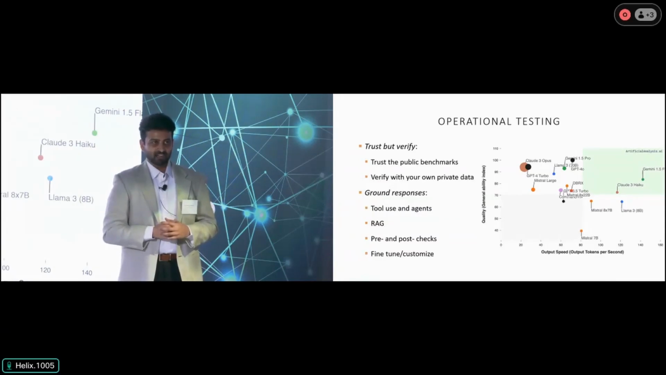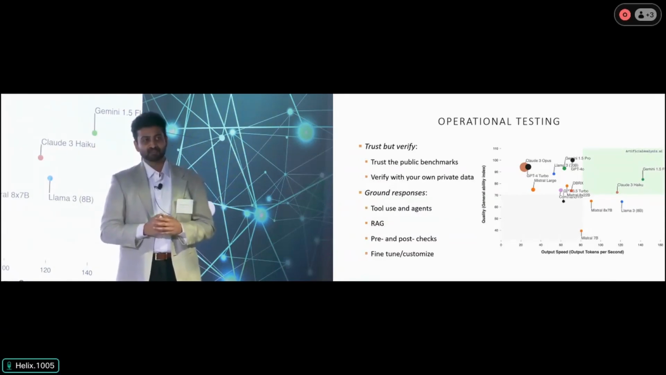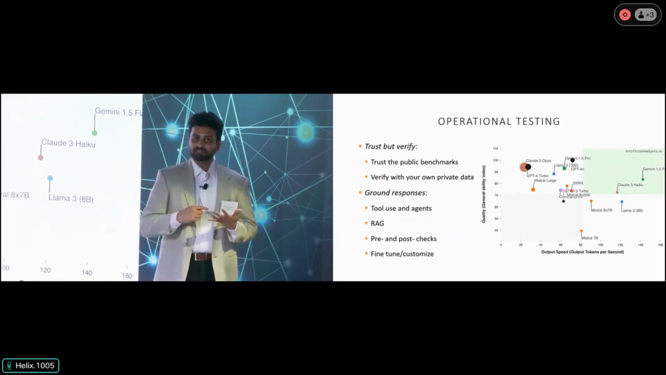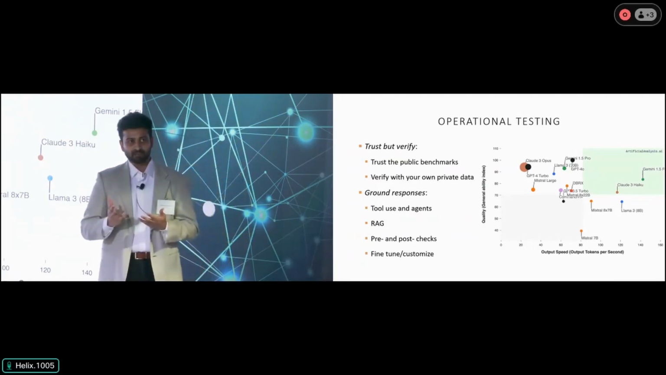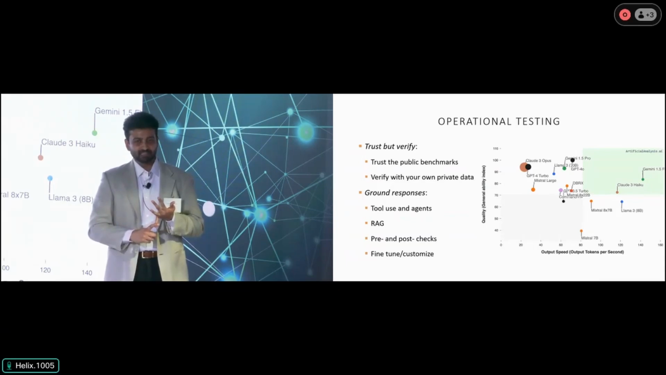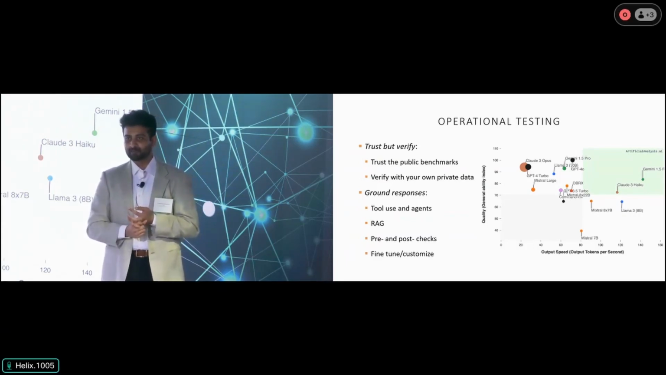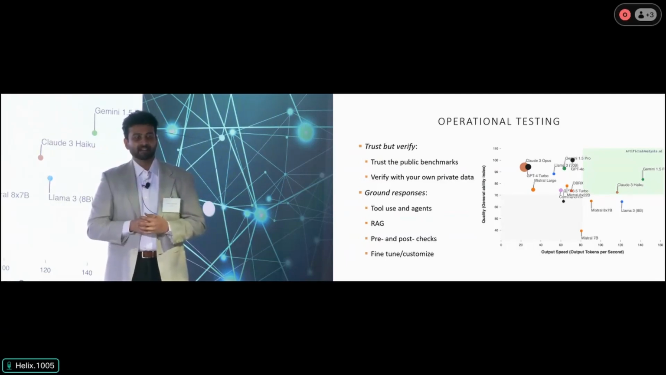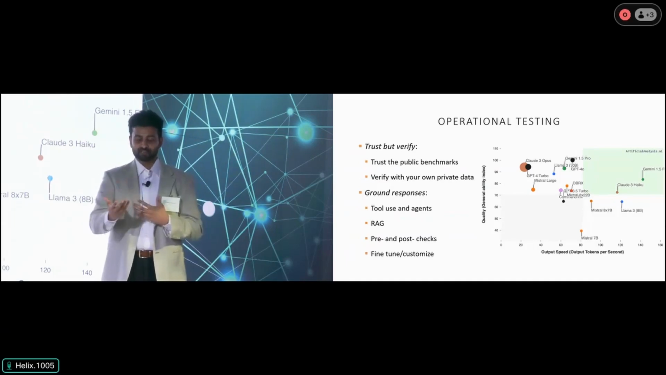A couple of major points. You want to trust the public benchmarks, but also verify on your own. You can verify with your own benchmarks, which is even better than repeating the public benchmarks. There's a bunch of techniques coming up right now, which are basically grounding responses of LLMs and avoiding hallucinations. It comes from tool use and agents. For example, if you have a simple math problem, you want to use a calculator as a tool. All the way up to a forecast or a weather simulation, you don't want the GenAI LLM to do that. You just want to interface with a tool that already does that. There are also pre and post checks for guardrails and a few other ways that you can help with operational testing before you integrate with your applications.